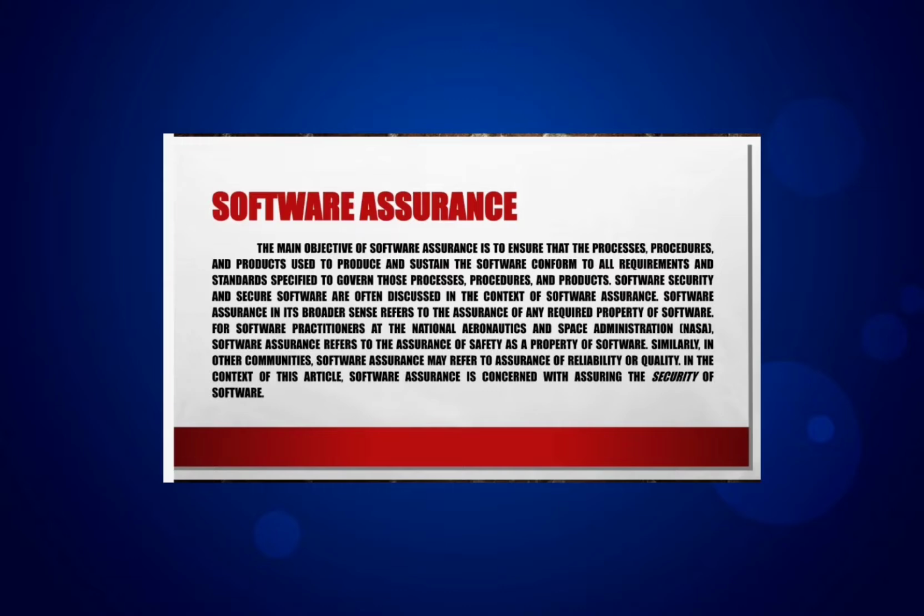Software security and secured software are often discussed in the context of software assurance. Software assurance is broader since it refers to the assurance of any required property of software. In other communities, software assurance may refer to assurance of reliability or quality. In the context of this article, software assurance is concerned with assuring the security of software.